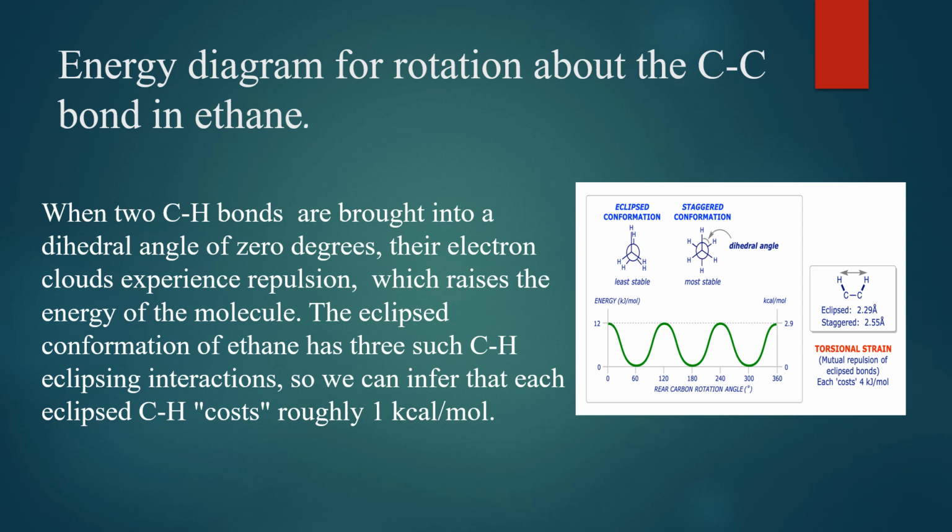If we now rotate the front CH3 group 60 degrees clockwise, the molecule is in the highest energy, that is, eclipsed conformation, and the hydrogens on the front carbon are as close as possible to the hydrogens on the back carbon. This is the highest energy conformation because of unfavorable electrostatic repulsion between the electrons in the front and back carbon-hydrogen bonds. The energy of the eclipsed conformation is approximately 3 kilocalories per mole, meaning 12 kilojoules per mole, higher than that of the staggered conformation.